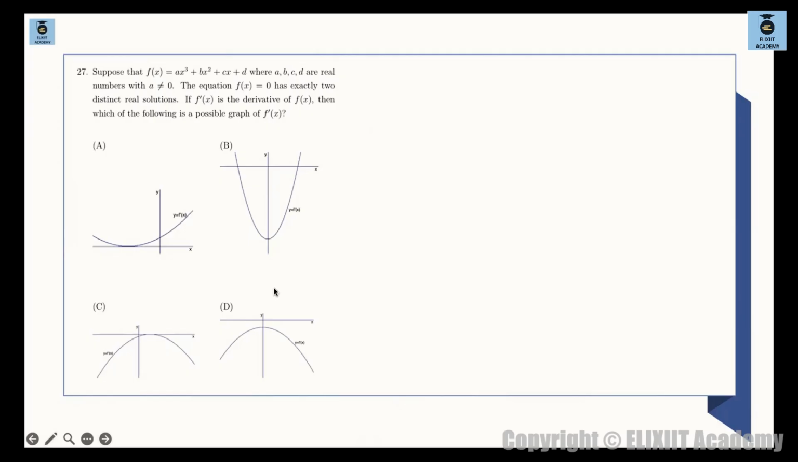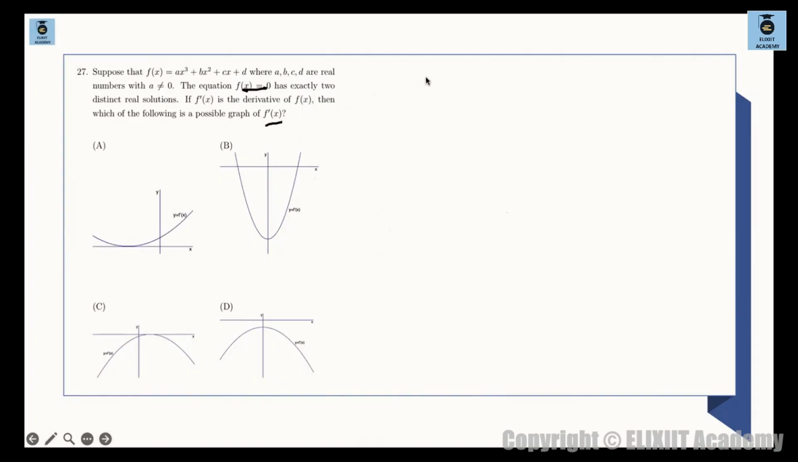Okay, we move to the next question, which says that f(x) is given to be a cubic function where a, b, c, d are all real numbers. Then this equation f(x) is equal to 0 has exactly two distinct real solutions. Okay, so f(x) is equal to 0 has two distinct real solutions, and also f(x) is a cubic equation. So let's see what we can decode from there. What we need to find out is which of these is a possible graph of f dash of x. This is the main question. Which of these is a possible graph of f dash of x?